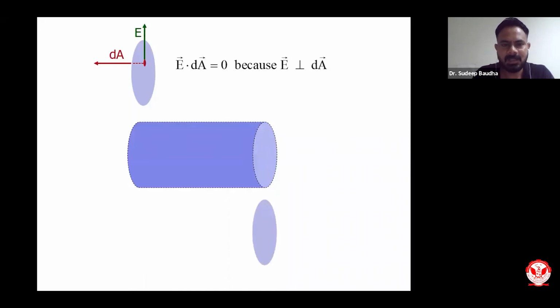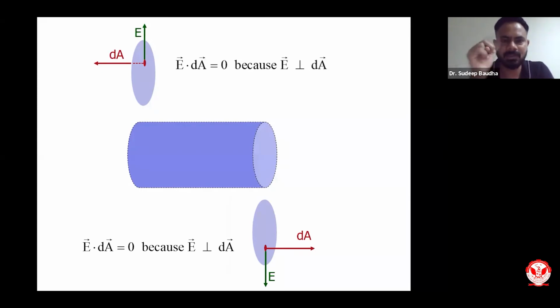Right side, again, dA is like this. Electric field is in this direction. So we will get E dot dA equals 0. So flux on the left cap and right cap will be 0. I hope you would have understood it, because the same thing we have done in the previous case.